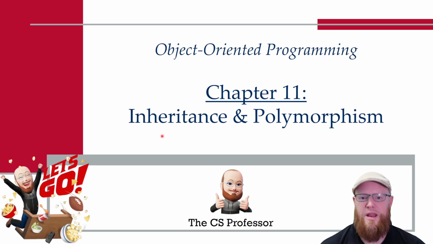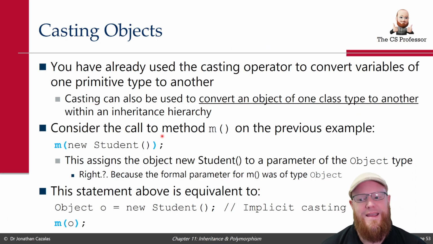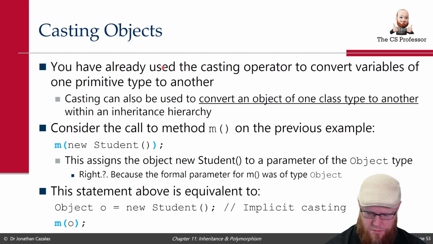Last video on inheritance and polymorphism, let us get right at it. Back to casting. So we've seen casting, how to cast implicitly and explicitly. With implicit casting, if you want to take an integer and save it into a double, that can happen implicitly.